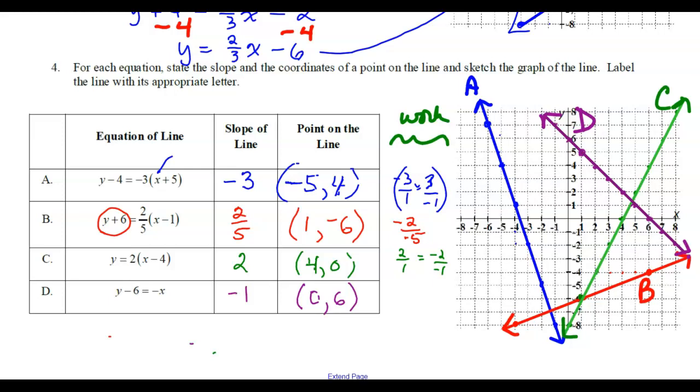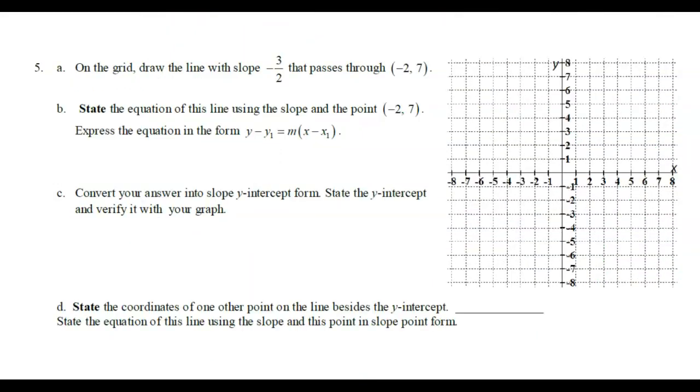Okay, so question 5 on the next page. So another thing to graph. On the grid, draw the line with slope -3/2, passes through -2, 7. So you need to be good at this. Okay, so plot it. Plot, yes, P-L-O-T. Plot the line. Plot the points. Join them up. Boom.